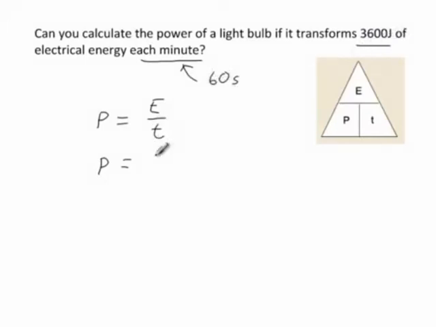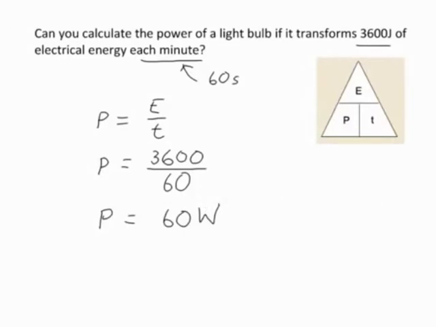So I can put that into the formula to get 3,600 divided by 60. So that gives me a power of 60, and I need to remember the units, watts.